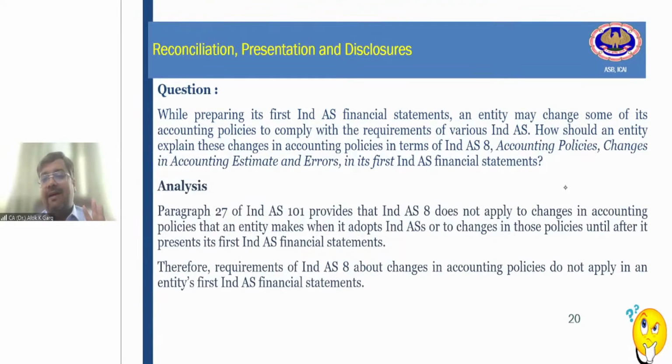So you have already read Ind AS 8, and Ind AS 8 says that accounting policy cannot be changed until and unless it is required by an Ind AS or it provides a better presentation, right? And it also says that whenever you are changing an accounting policy, it has to be impacted retrospectively, right?